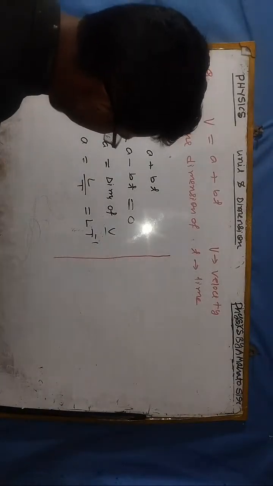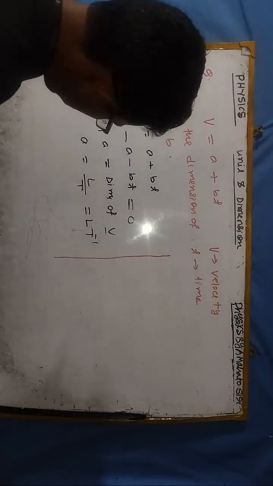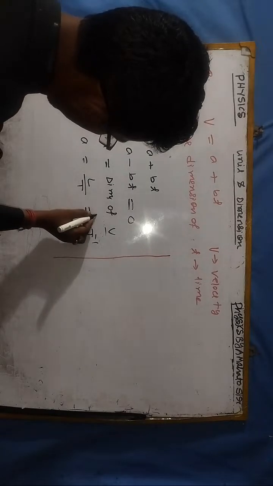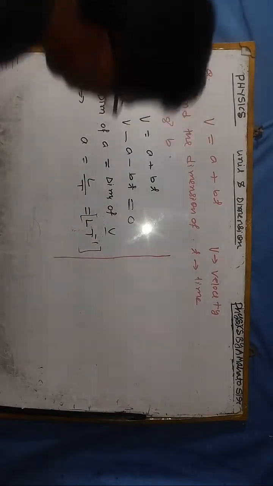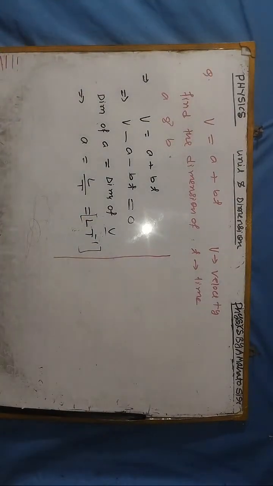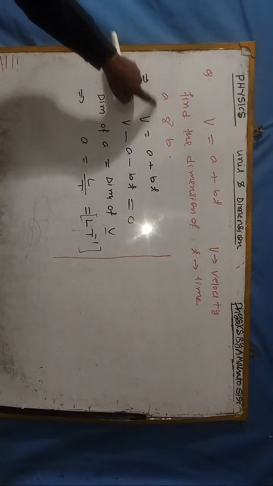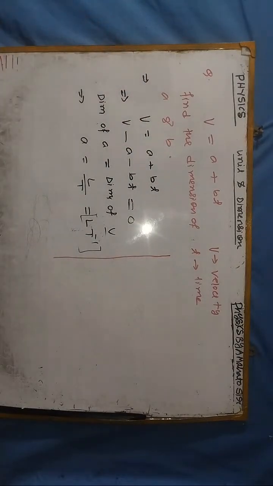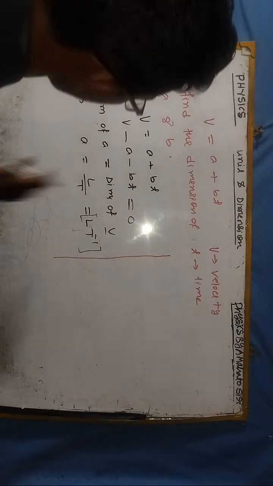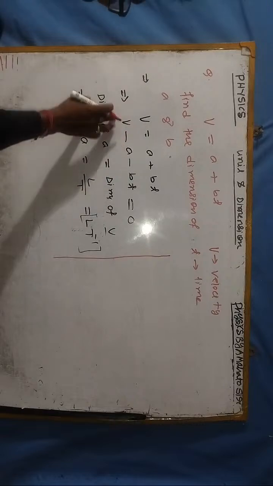So find out the dimension, LT to the power minus 1. Secondly, find out the dimension of the second one. First, find the dimension of the physical quantity, the constant a, and second, the constant b.